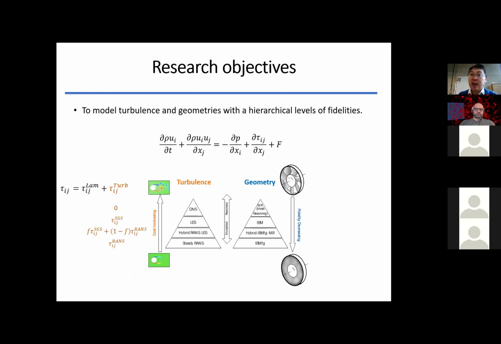And on the right-hand side, there's another pyramid, which is the hierarchical modeling of geometry. It's less common or less familiar to people. So we normally use the first one, which is the mesh resolved method. We resolve the whole geometry using mesh. And further down, we have the classical IBM method. We use a discretized body force to enforce the flows near the wall to recognize the geometry.